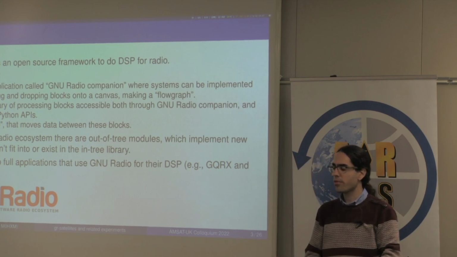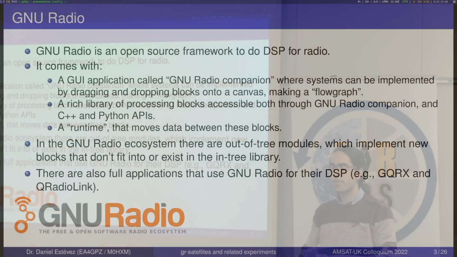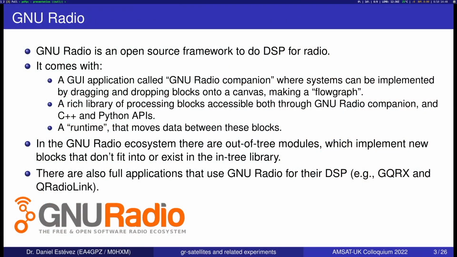So it comes with three things. It comes with a GUI application, which is called GNU Radio Companion, and in there you can build systems by dragging and dropping blocks on a canvas and connecting those blocks together. So think how you build one of these microwave radios. You have your mixer, you have your LNA, you have something, and you connect those with coax. So GNU Radio Companion is similar in that sense. We will see an example. You have a squelch block, you have an FM demodulator block, and you connect those with wires, so to speak.